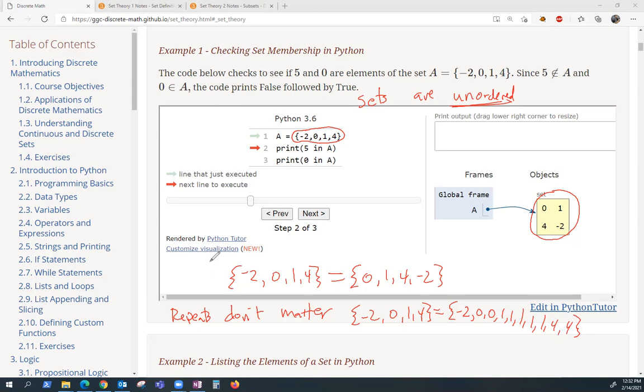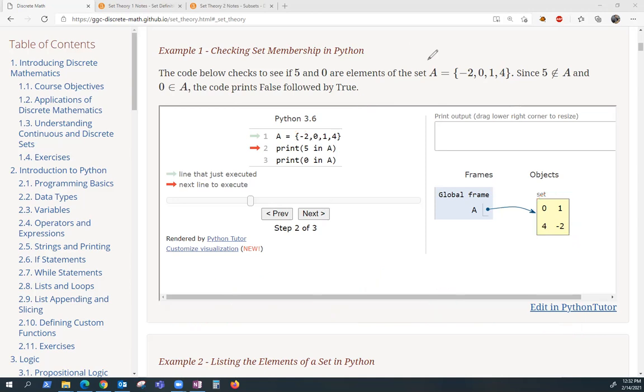All right, now let me get rid of all this and then go through this Python tutor code. So we've defined A to be this set, -2, 0, 1, and 4. And then now I'm going to print the result of 5 in A. So the result of 5 in A, well, that's either true or false. So the result is going to be a Boolean. Since 5 is not an element of my set, that's going to print out false.